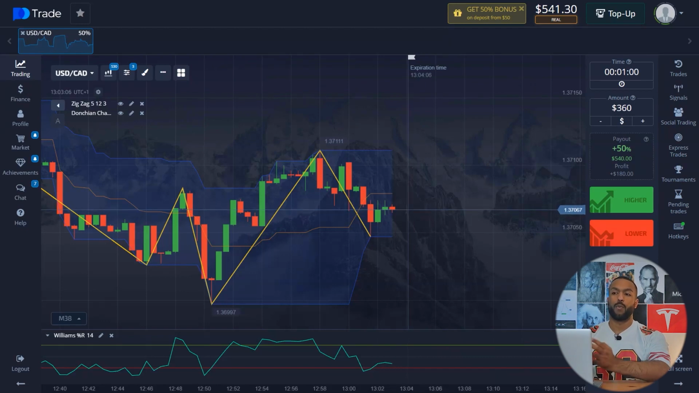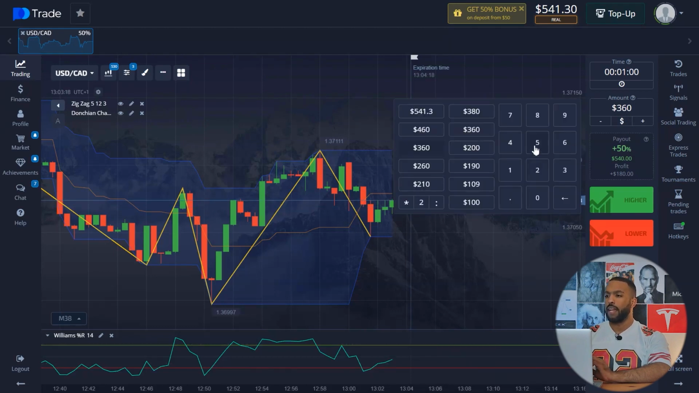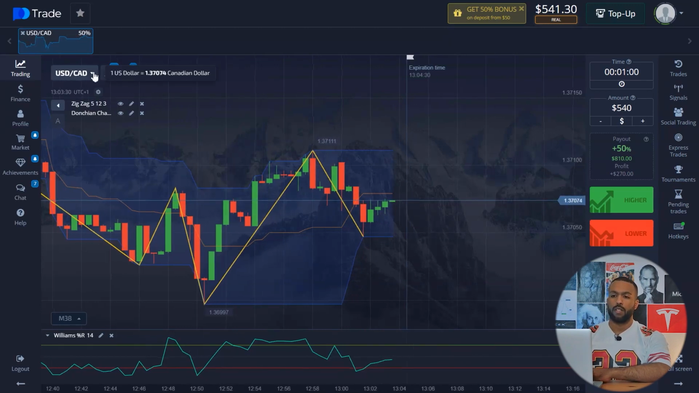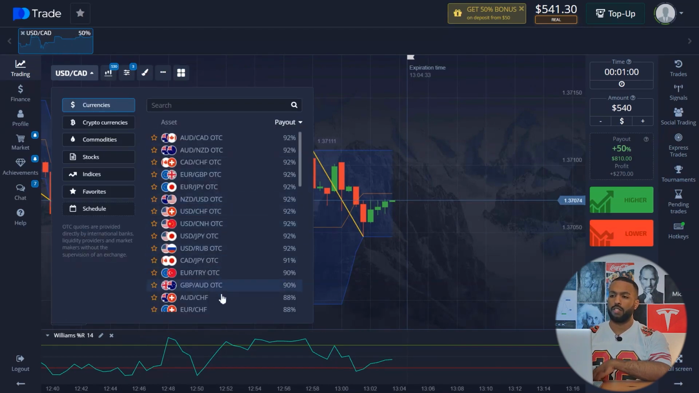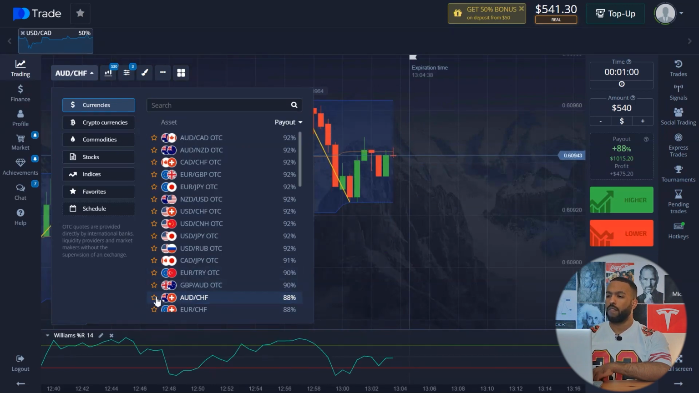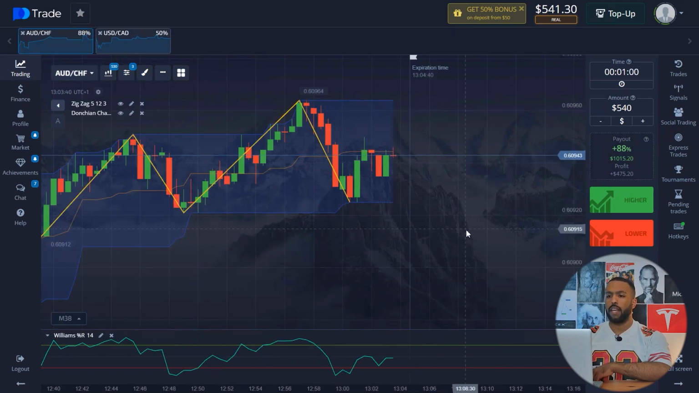I was able to turn $100 into $500 and even a little more, but this amount is still not enough, so we have no choice but to continue trading. So we're going to increase the trading amount again, now to $540. I was so focused on trading that I didn't even notice that the profit on our pair was reduced to 50%. So I want to choose another one. So let's try to continue trading on the Australian dollar and the Swiss franc. Okay, the payout is now at 88%.